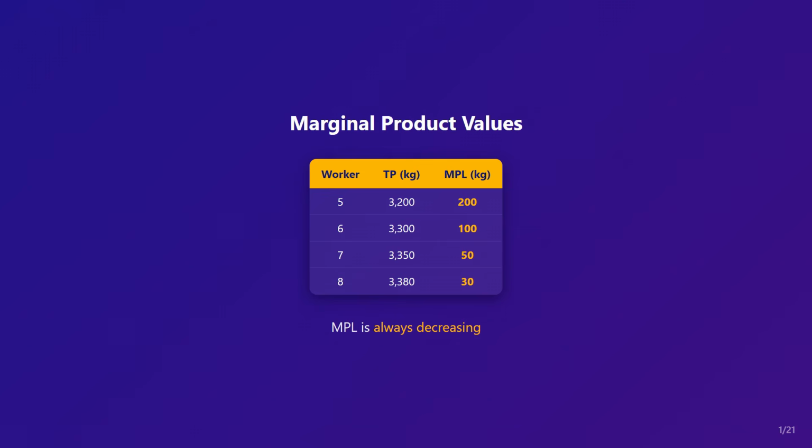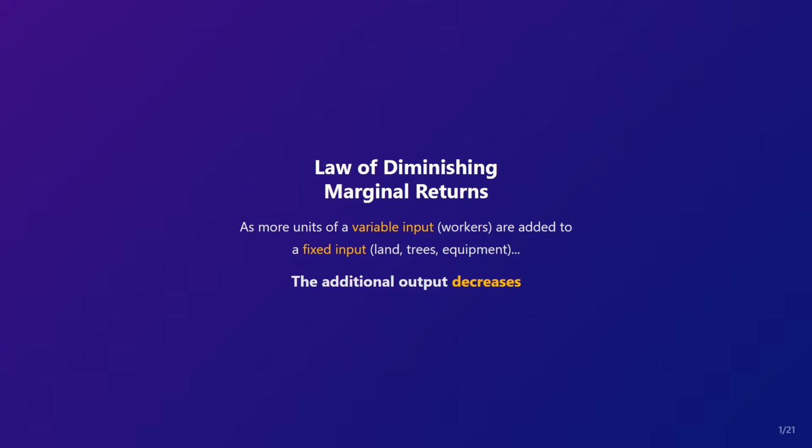Second column, marginal product. Marginal product, denoted MPL from marginal product of labor, shows how much each additional worker adds to total output. The calculation is simple: take the total output with the current worker and subtract the total output without that worker. Let's calculate. First worker, marginal product 1200, because from 0 to 1200, the difference is 1200.